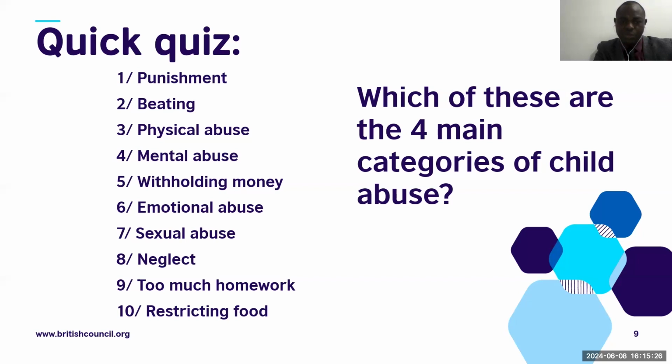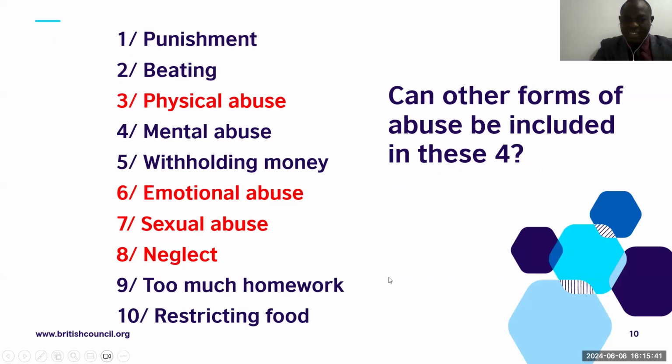Somebody has mentioned neglect. All right, 3, 4, 6, 7: physical abuse, emotional abuse, sexual abuse, and neglect. Very correct. Let's move on to the next slide. The 4 major categories of abuse: number 1, physical abuse; number 2, emotional abuse; number 3, sexual abuse; and number 4, neglect. These are the 4 major categories of child abuse.